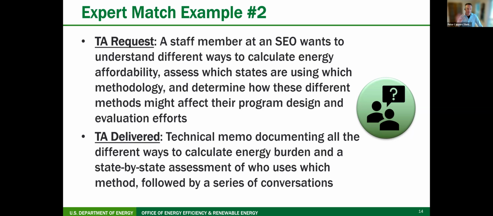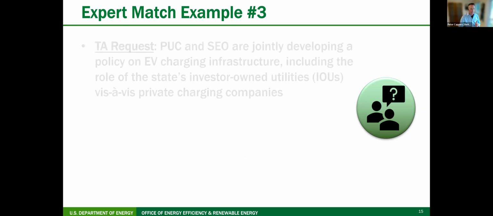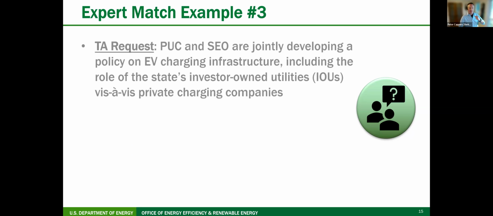About a month or so after that meeting, the SME files a memo with the staffer that summarizes her research on the topic. The two virtually meet to discuss the SME's findings, and then they schedule a series of conversations with a broad array of program managers at the state energy office to discuss how the choice of energy affordability metrics might alter program design decisions and subsequently get them to the finish line.